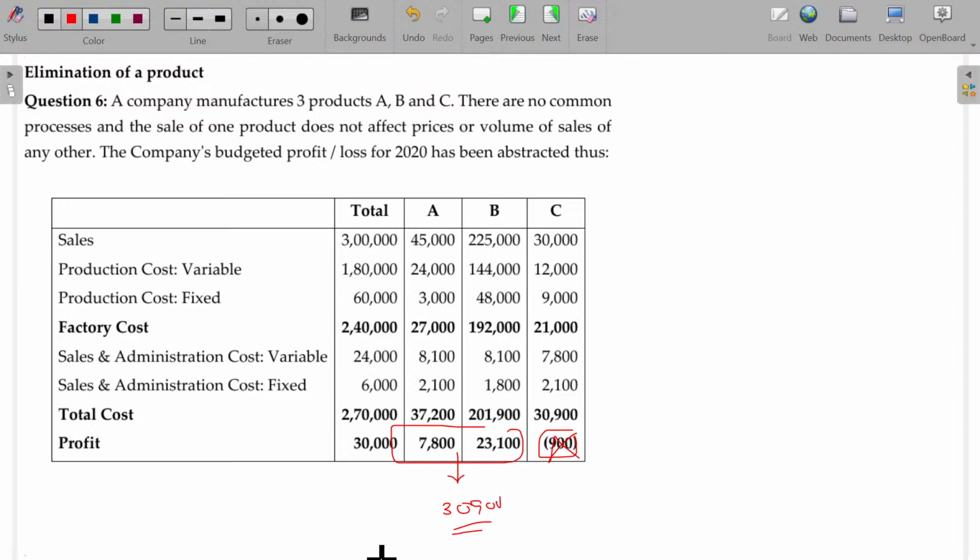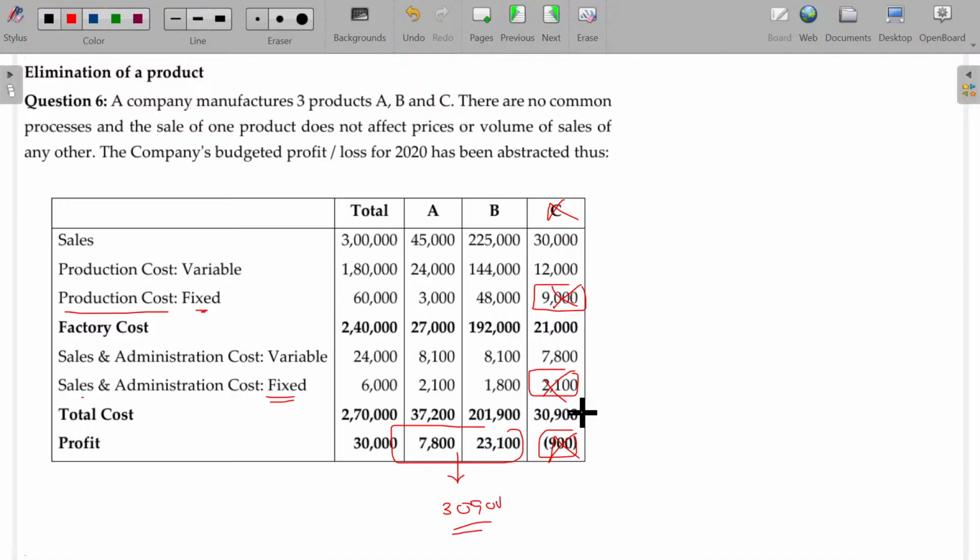So as per the marginal cost method, you have to first group the variable cost and group the fixed cost separately. Variable cost should be subtracted from the sales to get the contribution, and from the total contribution you can subtract the fixed cost, right? Here, by eliminating product C, will you be able to eliminate this 9,000? No. And the sales and administration cost, this value 2,100 also is not possible to eliminate.